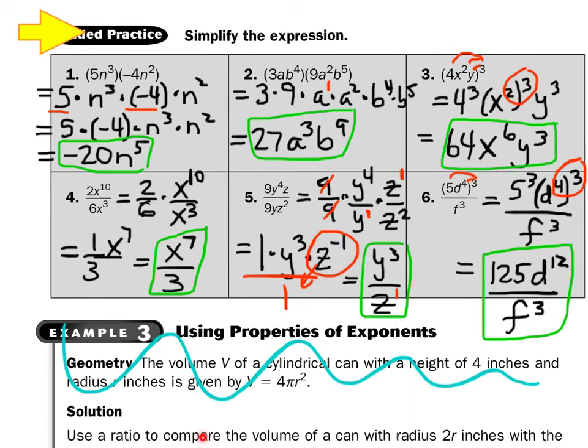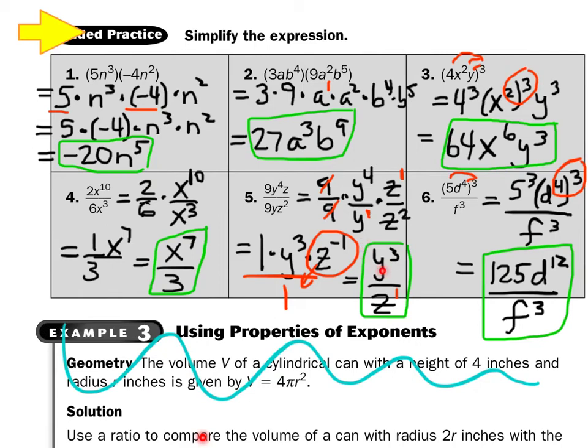9 divided by 9 just gives us a giant 1. The y's match, so I copy the y, and then subtract the 4 minus 1, so it's y to the 3rd power. And then the z's match, so I copy the z, and then I do 1 minus 2, which gave me negative 1. So remember, z to the negative 1, that baby's not happy, so it's going to go into the pool.